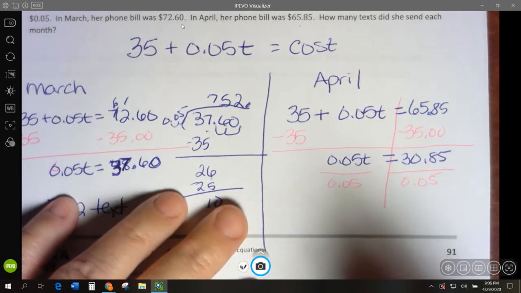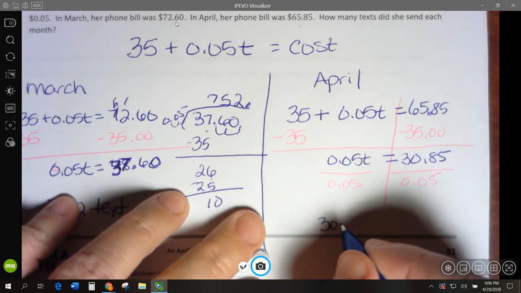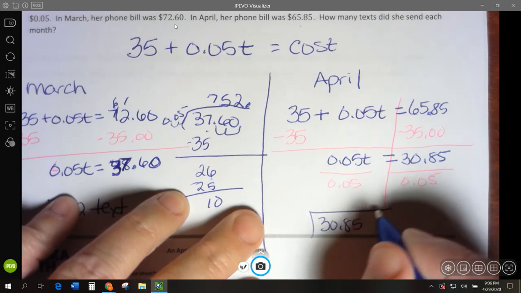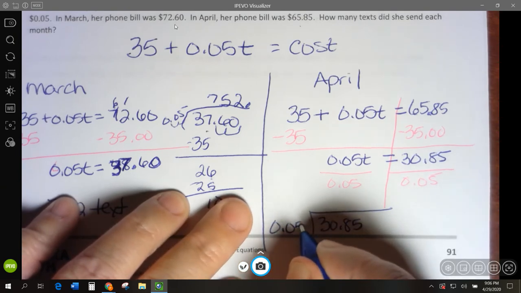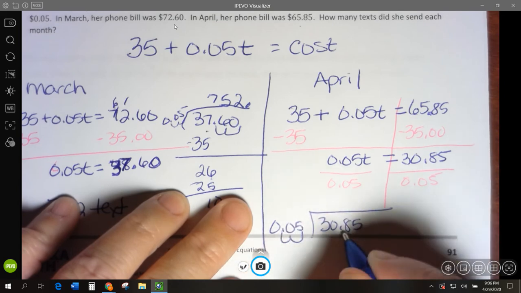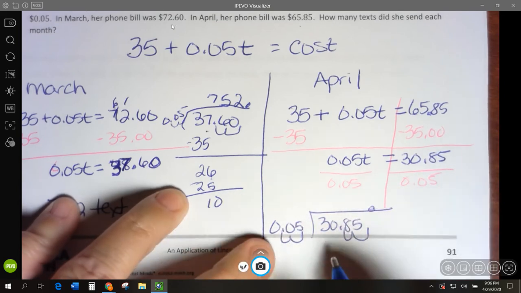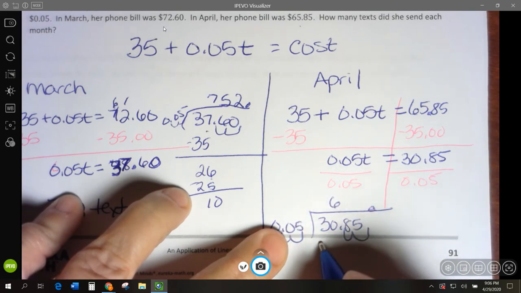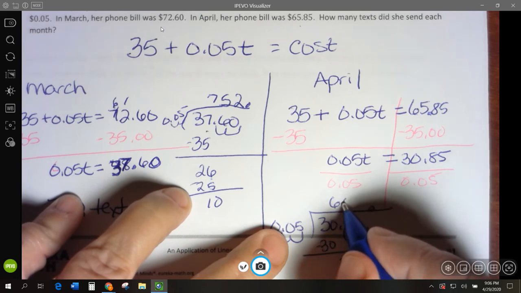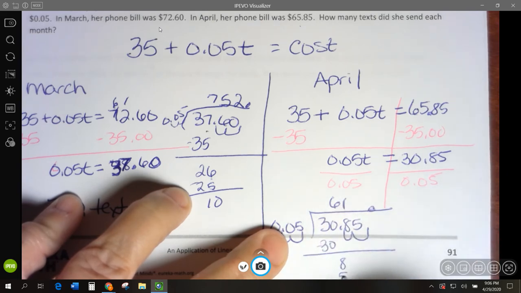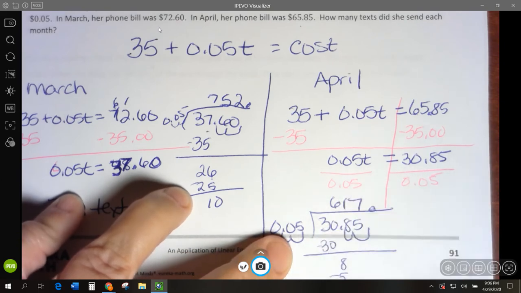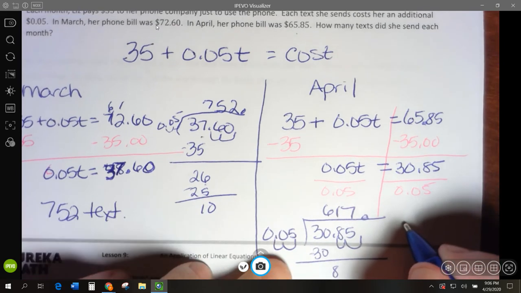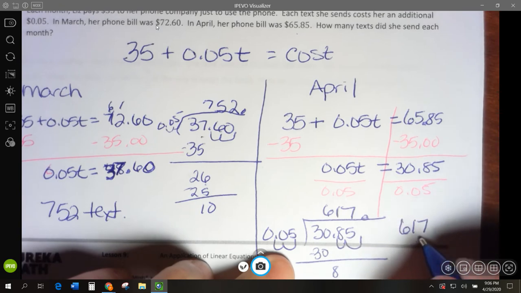So let's come down here, 30.85 divided by 0.05. I move the decimal over twice in both of them. 5 goes into 30 6 times. Bring down the 8. 5 goes into 8 once. And 5 goes into 35 7 times. So here it's 617 texts.